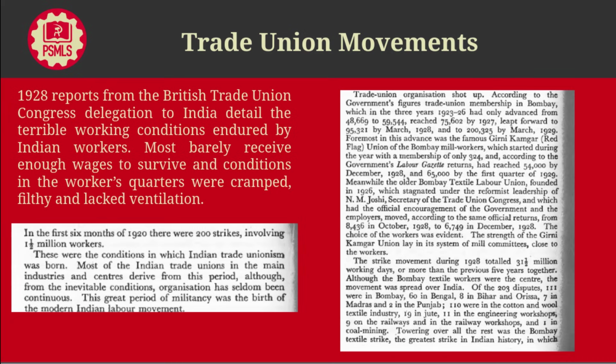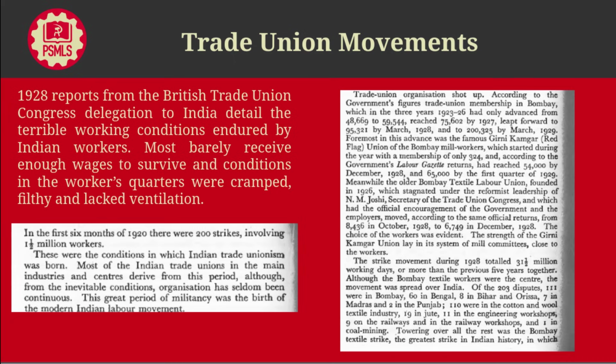Meanwhile, the older Bombay Textile Labor Union, founded in 1926, which stagnated under the reformist leadership of N.M. Joshi, Secretary of the Trade Union Congress, and which had the official encouragement of the government and the employers, moved according to the same official returns from 8,436 in October 1928 to 6,749 in December 1928. The choice of the workers was evident. The strength of the Girni Kamgar Union lay in its system of mill committees close to the workers.